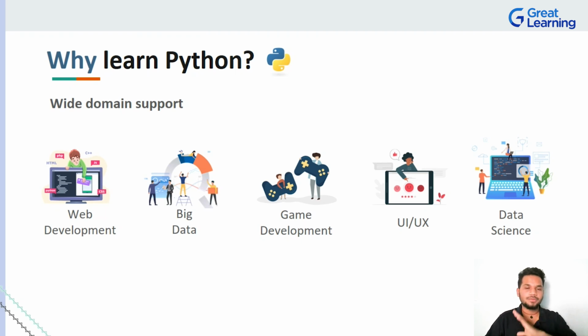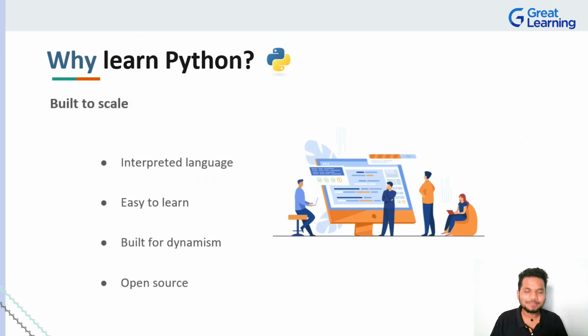Regardless, if you're not into data science, since we're covering a good number of domains here, every step of the way will be to make sure that we're not just keeping one domain in mind, not just data science, but everything else, right? Because Python is huge in all of these domains, right?